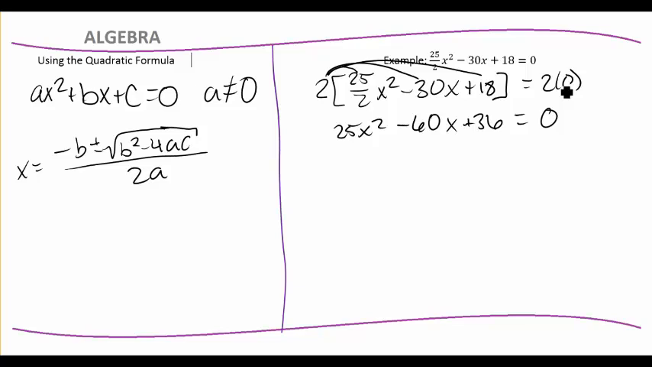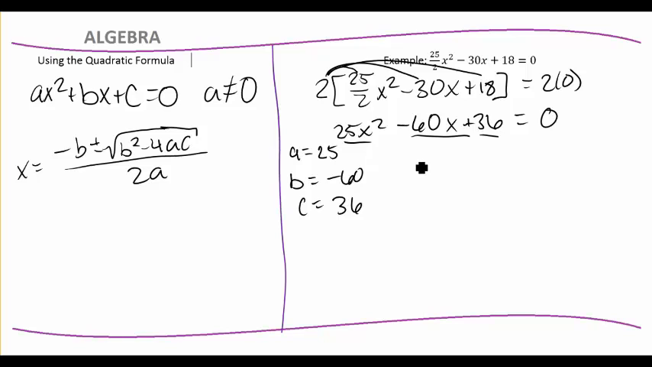Now our equation looks a lot simpler, and now let's determine our a, b, and c. So a is always associated with x squared, so it's 25. And b is associated with our x, so it's negative 60. And c has no variables, so it's the 36. So now let's plug this into our equation.